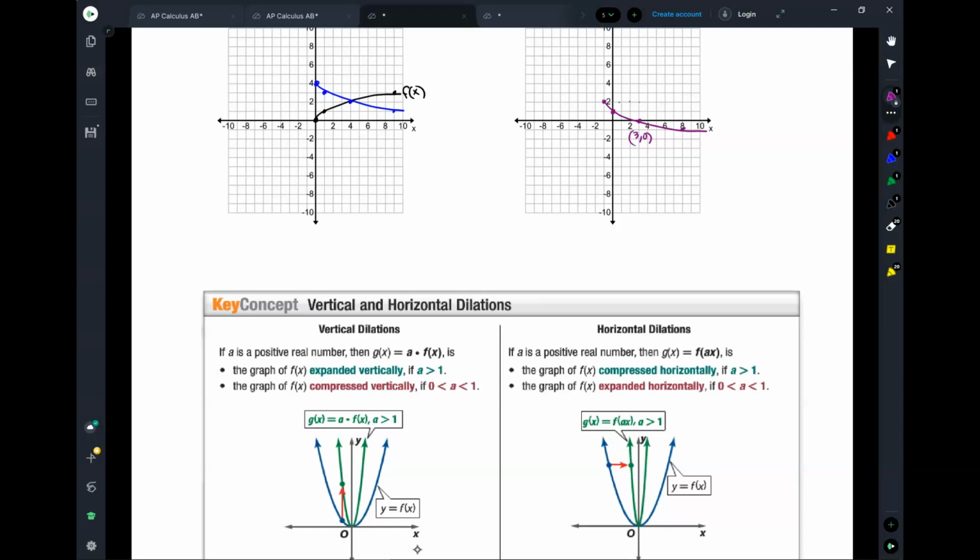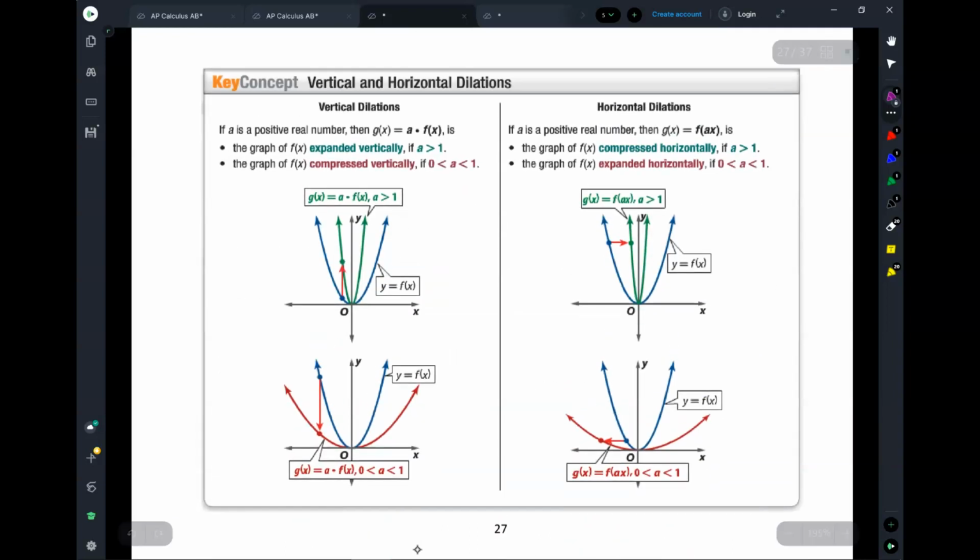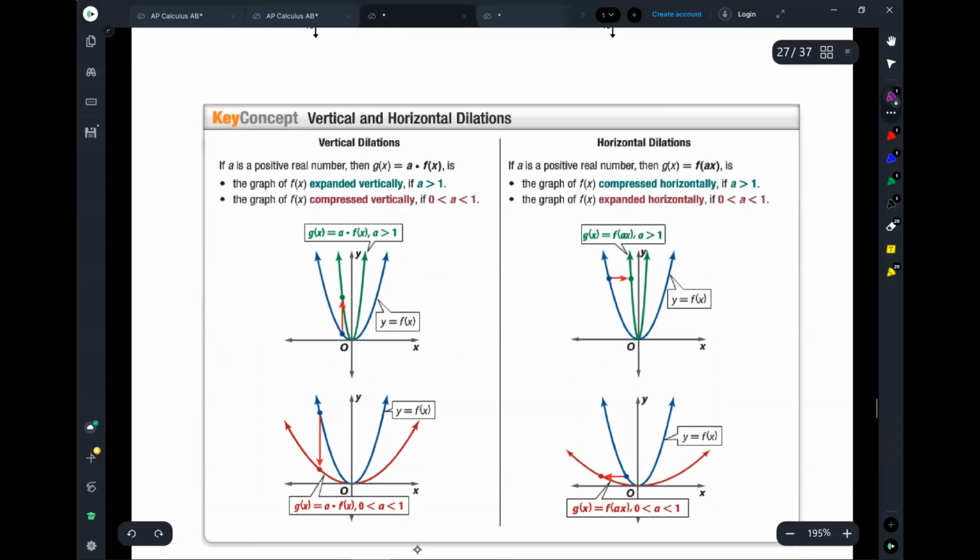Okay. So, vertical and horizontal dilations. All right. So suppose this blue parabola, x squared. Suppose it was like a rubber parabola, right?